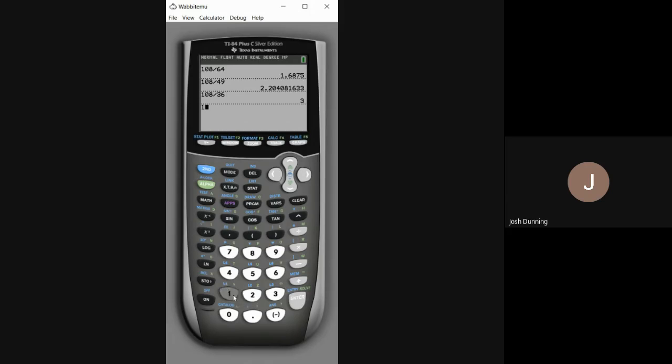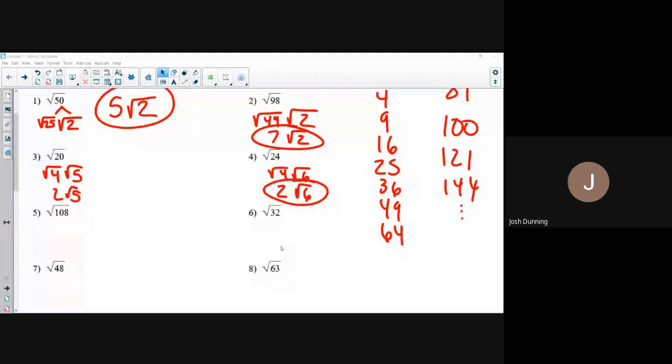Now, I did that one because if you know your times tables, you know that 9 works as well. 9 times 12 is 108. But you got to use the biggest, and that's 36. So 36 times 3 gives you 108, then 6 radical 3.